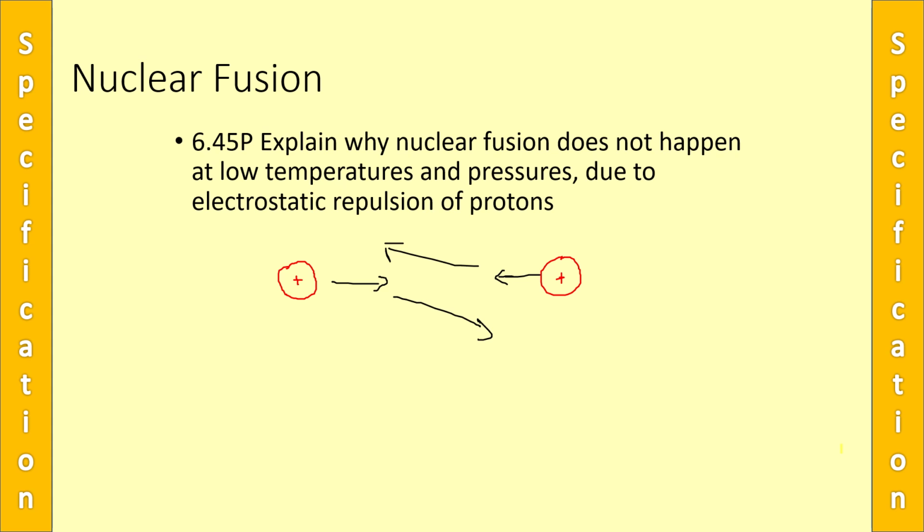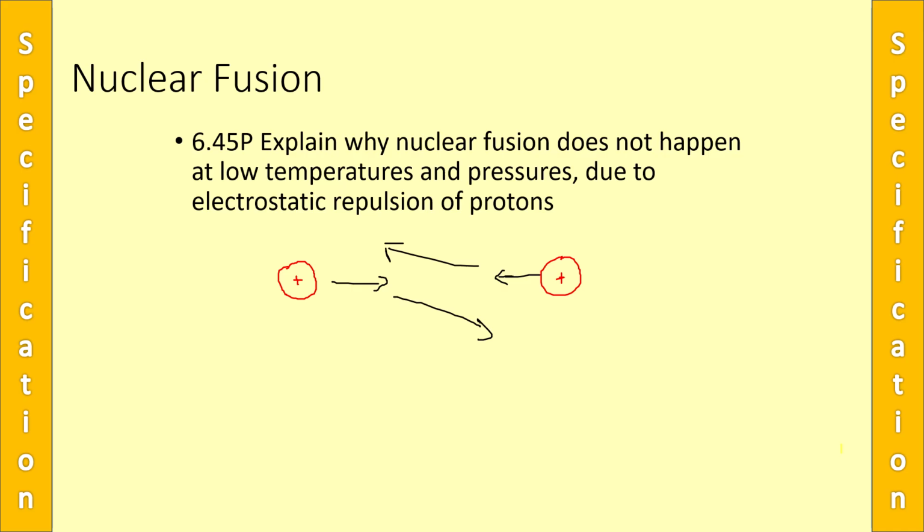Electrostatic repulsion of protons means it's going to be very hard to force them together. You've probably tried to push the ends of a magnet together before and you can feel that force. Well, now imagine that the closer you get, the stronger the force becomes and the harder it is to get them together.